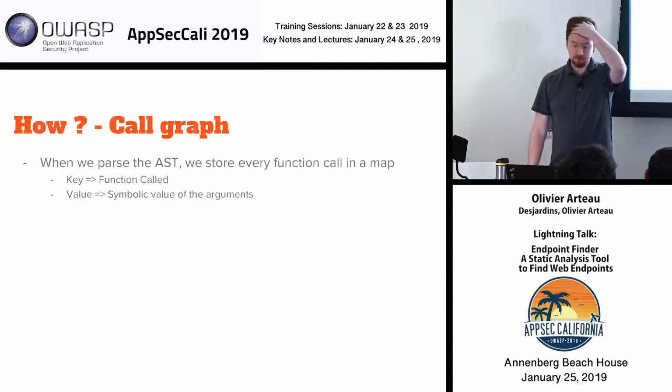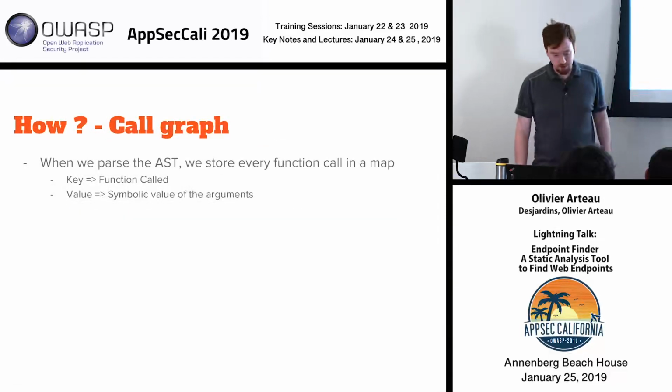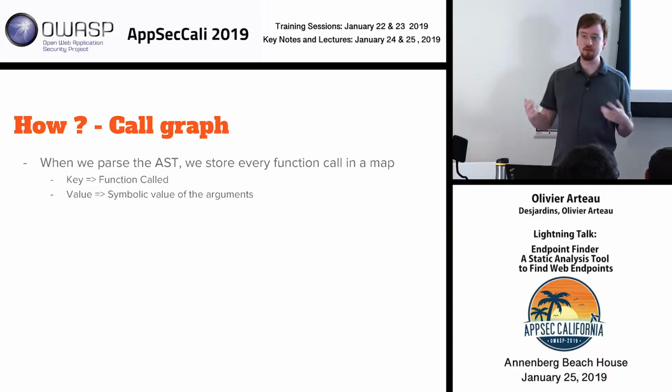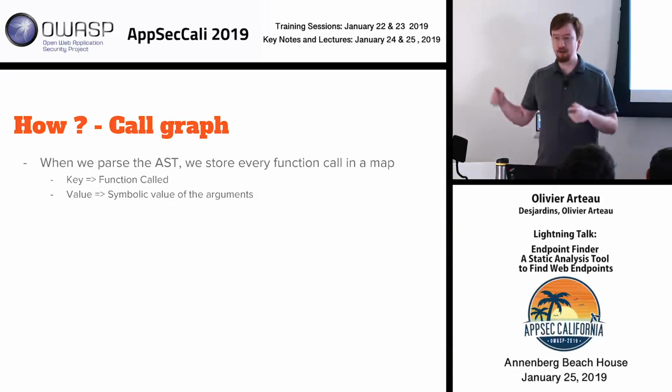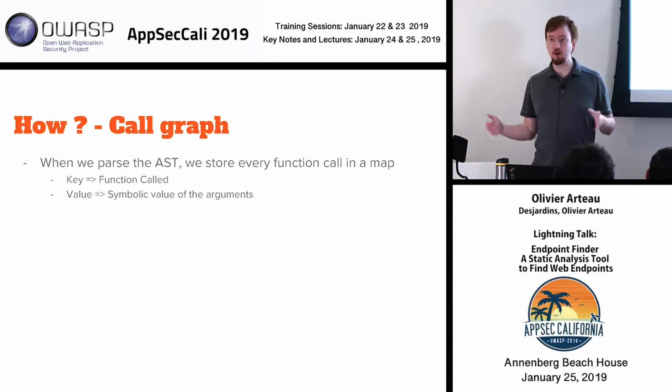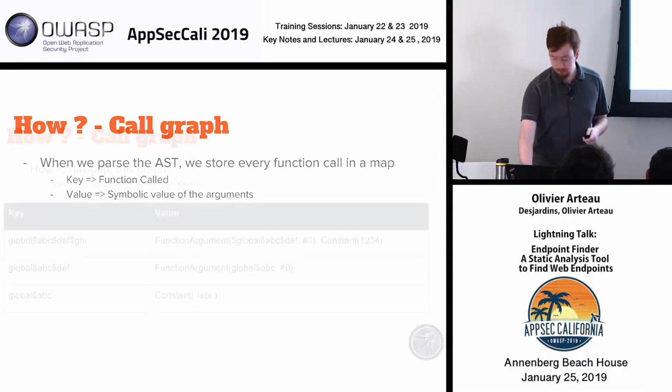Yeah, and we also need to build a call graph. Every time we're doing this analysis and we encounter a new function call, we're storing information about this function call. We keep as a key the name of the function or the symbol that's called. And as we already have a symbolic representation of the arguments at this point, we're also storing the symbolic representation of the arguments at that point.